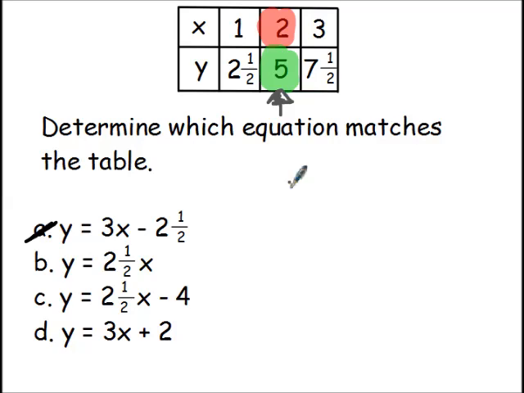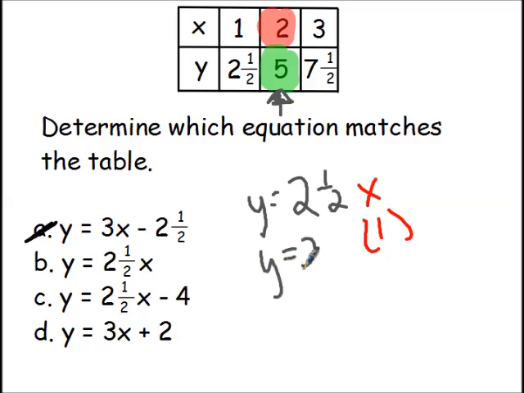So we have 2 1/2 times x. This time for x, we'll put in the 1. And we'll have y equals 2 1/2 times 1. And 1 times anything is simply 2 1/2. And we'll see once again that yes, it does match. When we put in 1 for x, we get out y is 2 1/2.